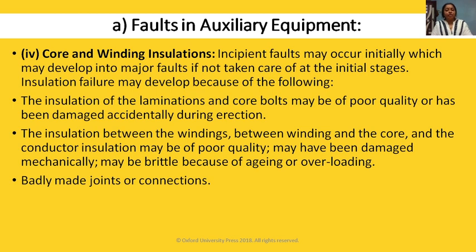Insulation failure may develop because of the following. Insulation of the lamination and core bolts may be of poor quality or has been damaged accidentally during erection. The insulation between the windings, between winding and the core, and the conductor insulation may be of poor quality, may have been damaged mechanically, may be brittle because of aging or overloading. Badly made joints or connections. These are the different faults which are in core and winding insulations.